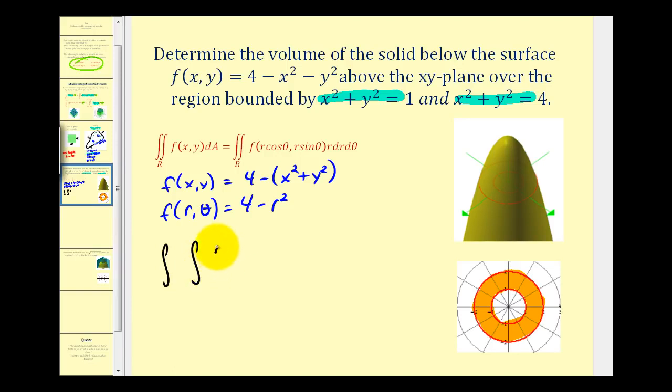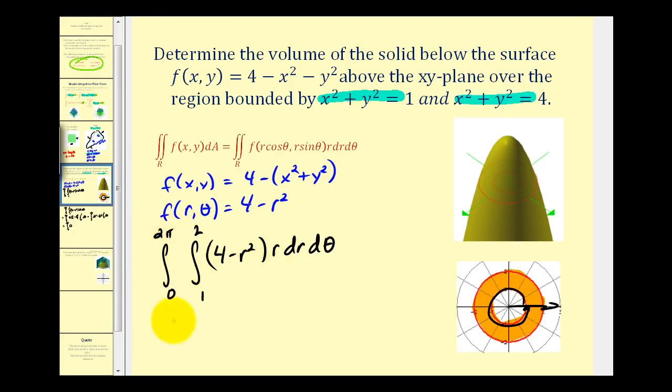Our function is now 4 minus r squared. Remember, now we're going to have an extra factor of r and then dr d theta. Well, remember, r stands for the radius. This circle here would be r equals 1, and this circle here would be r equals 2. So the limits of integration for r would just be from 1 to 2. And then because we want one complete revolution around this circle, the limits of integration for theta will be from 0 to 2 pi.